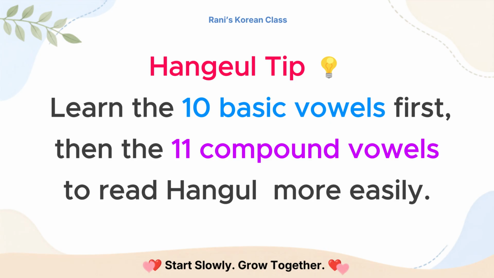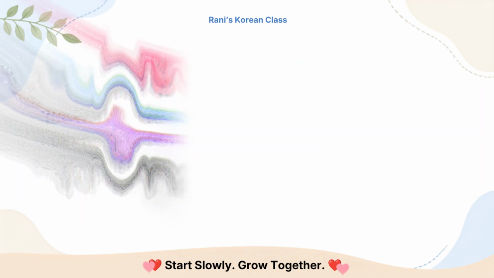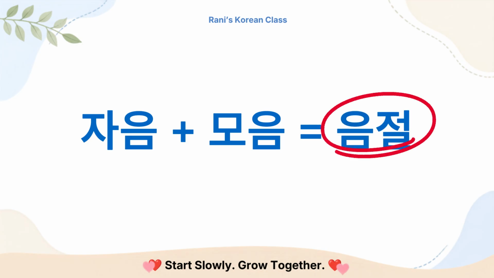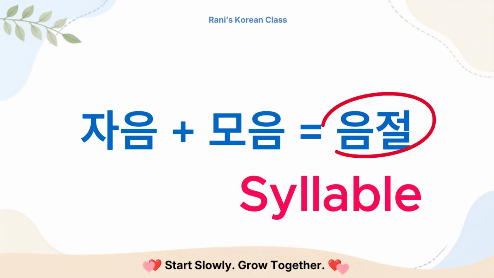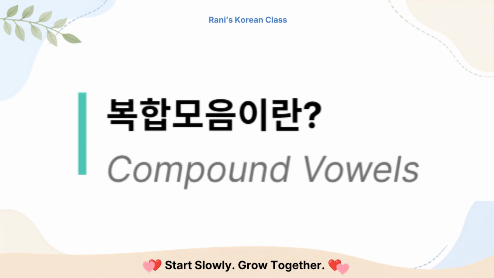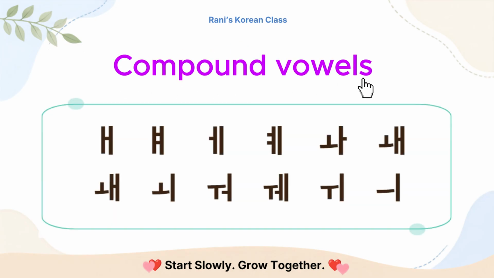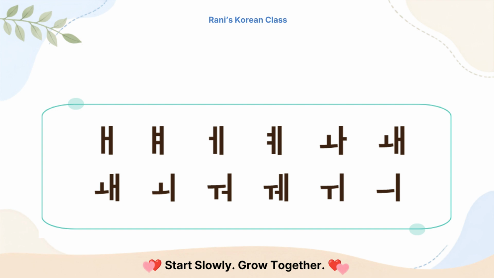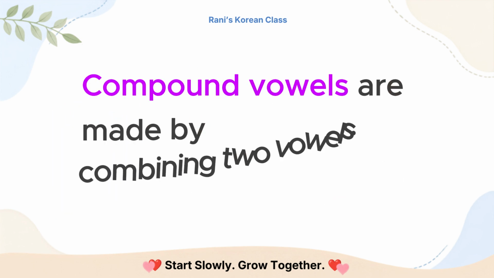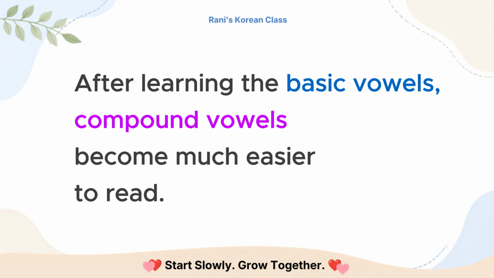For now, remember the basic pattern. 자음 플러스 모음, consonant plus vowel. They come together to make a Korean syllable. There are also 11 compound vowels. In Korean, we call them 복합모음. We will learn them after the 10 basic vowels. 기본 모음부터 배워요. Let's learn the basic vowels first.